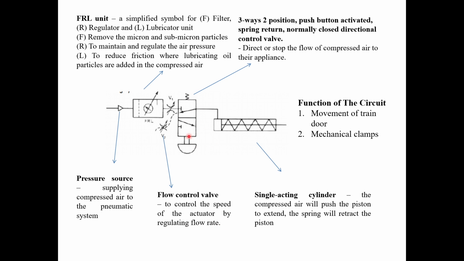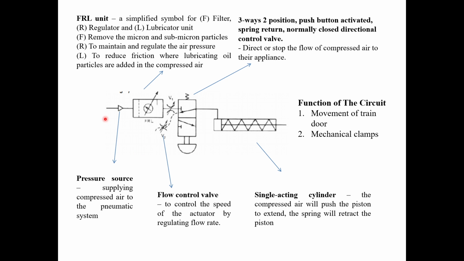rate. So the next one is the three-way two position, push button activated, spring return, normally closed, directional control valve. The function of this DCV is to direct or stop the flow of compressed air to the appliance. And the last component we have here is a single acting cylinder, where the compressed air will push the piston to extend and the spring will retract the piston. And the function of this circuit is used on the train door and mechanical clamps.